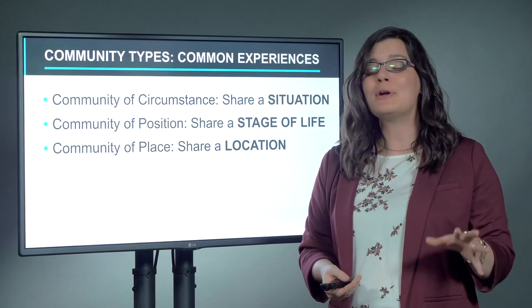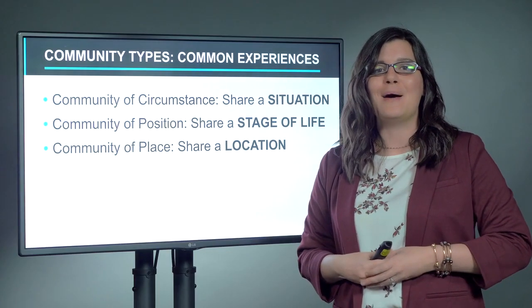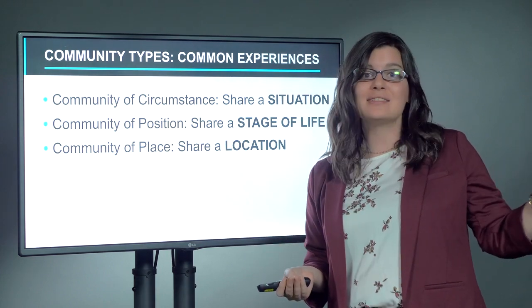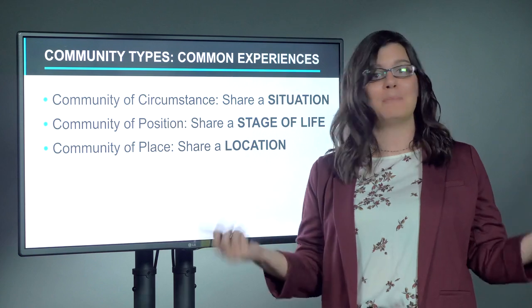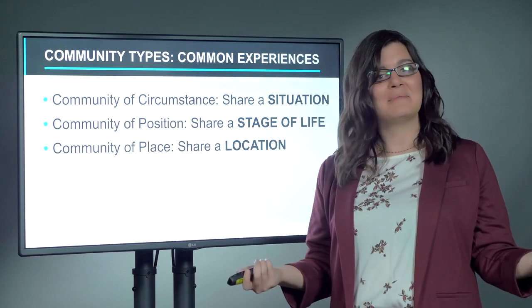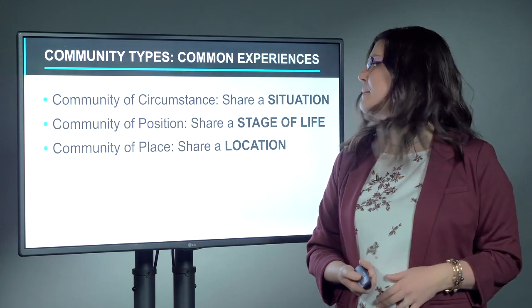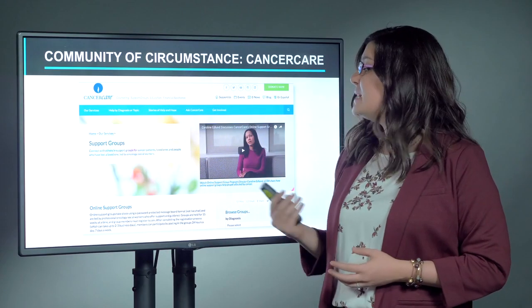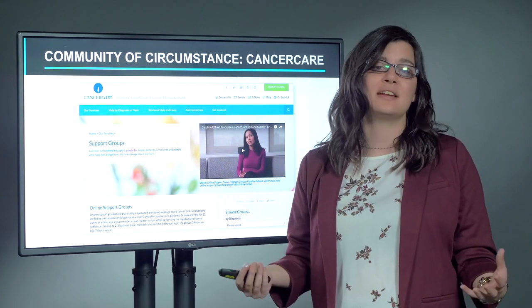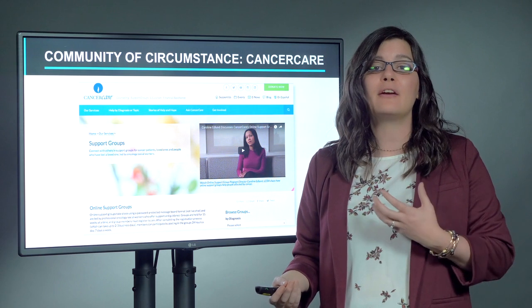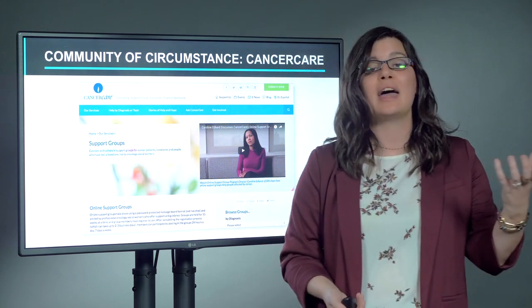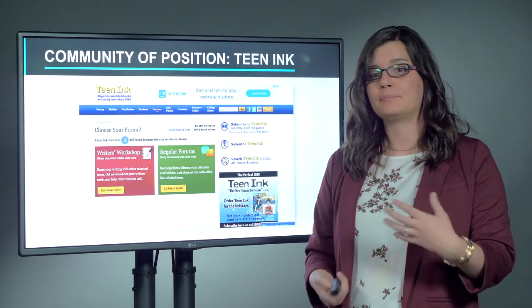So remember whenever we were talking about offline examples of that relationship model with your friend in the bar, that's a community of place. You just happen to be at the same place at the same time. So let's look at some examples. Cancer care here is an example of a community of circumstance. People who have cancer, it's completely outside of their control, but they can feel very, very emotionally connected to someone else who's going through that same circumstance.